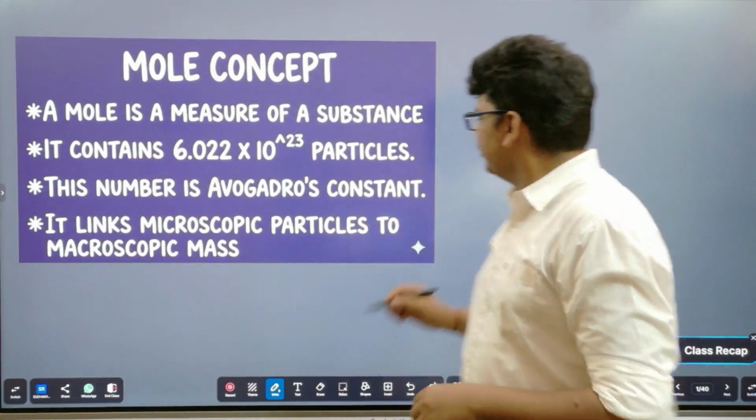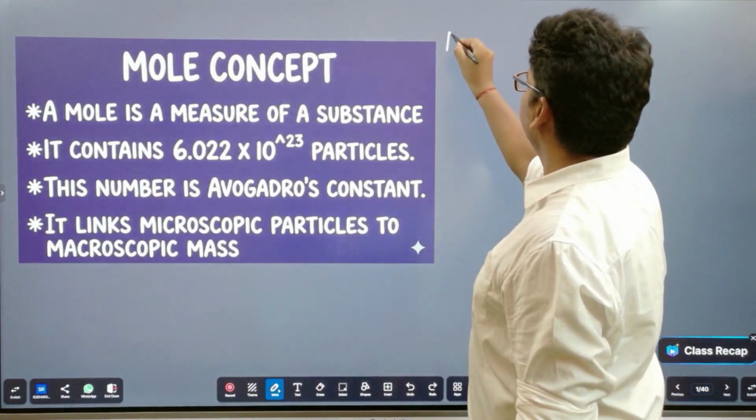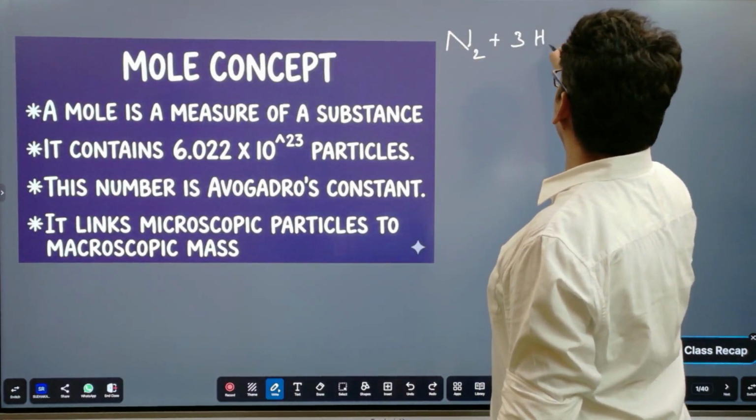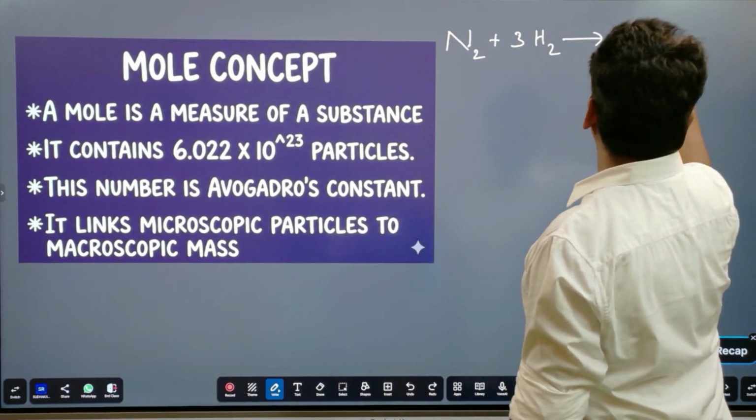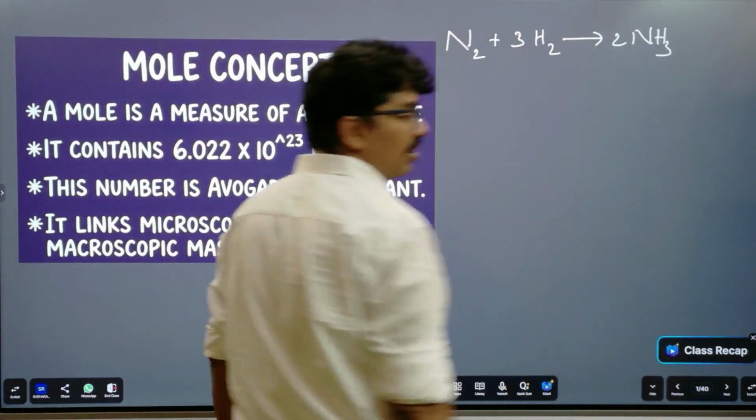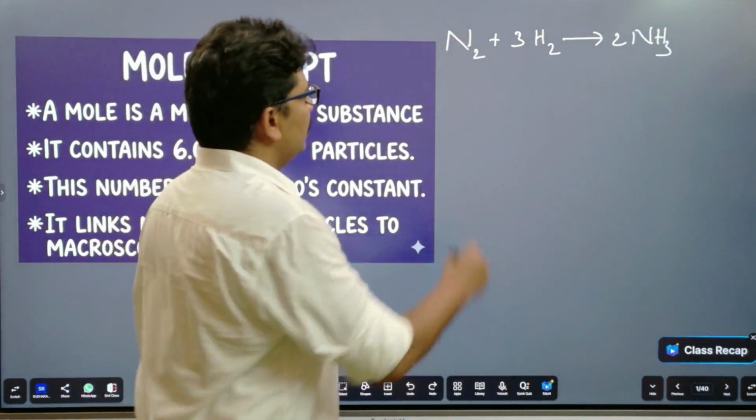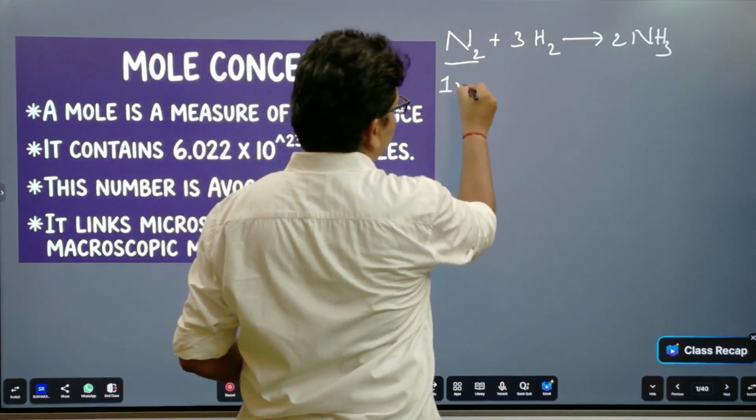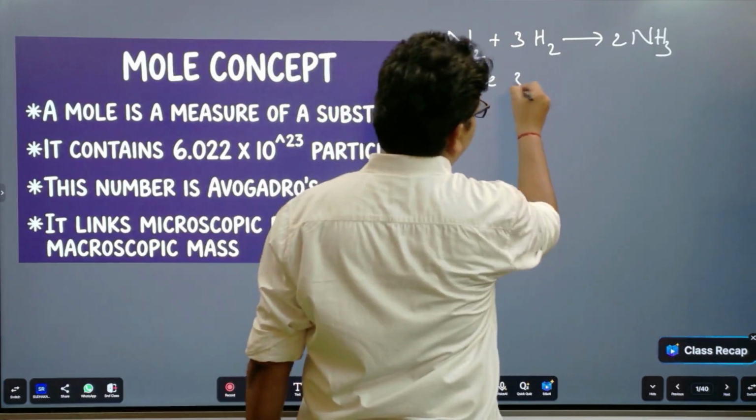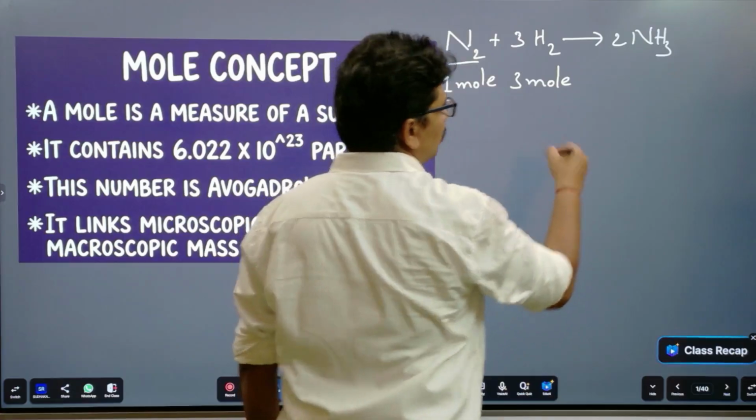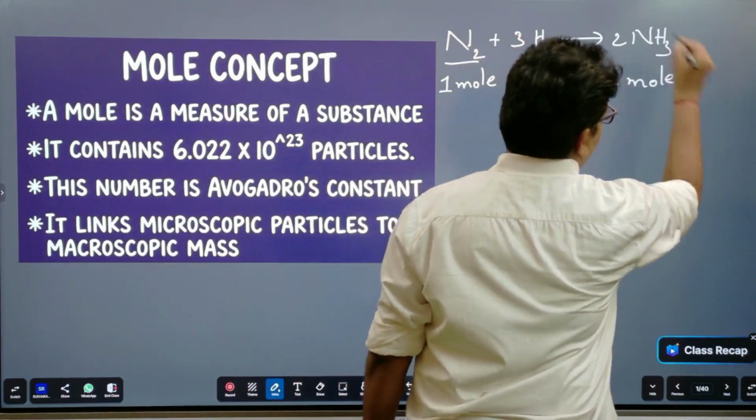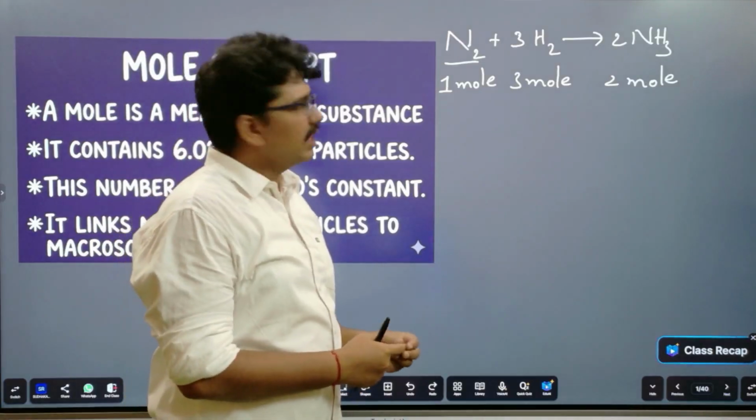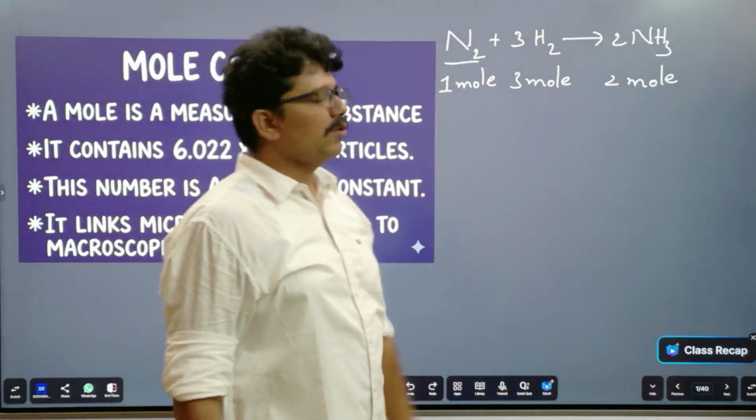I will take one example, a chemical reaction: N2 plus 3H2 gives 2NH3. I am taking the formation of ammonia. This reaction represents moles: 1 mole of nitrogen reacts with 3 moles of hydrogen to produce 2 moles of ammonia.